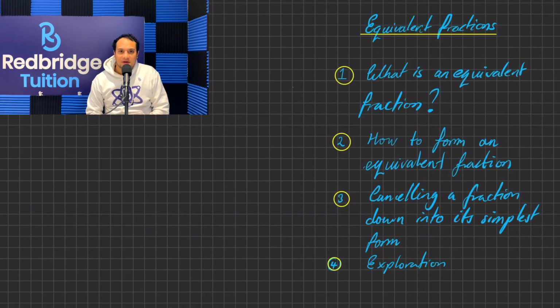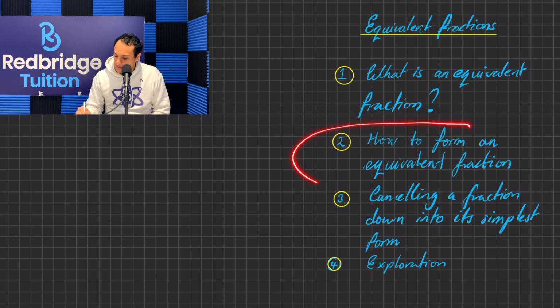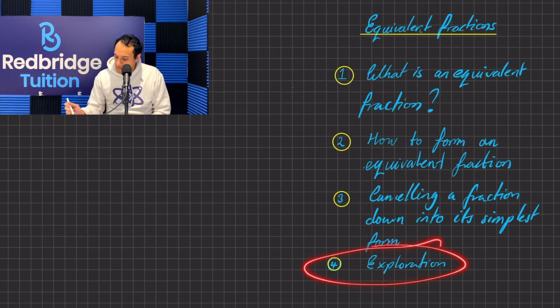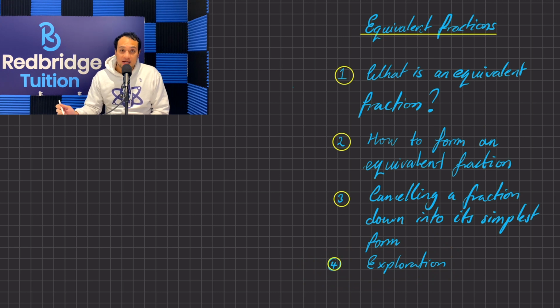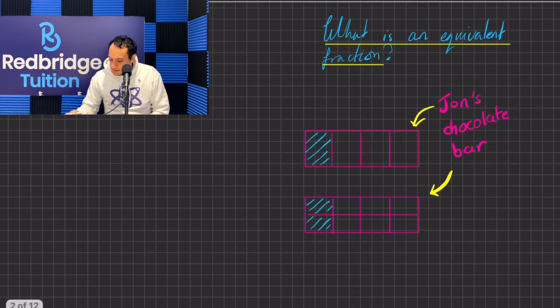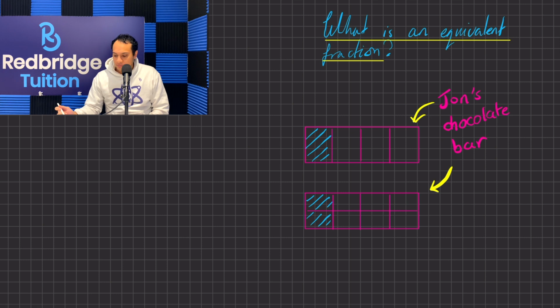Today we're doing one of my favorite topics, equivalent fractions. Our first section is what is an equivalent fraction. Our second is how to form an equivalent fraction. Our third is cancelling a fraction down into its simplest form. And 4, it's exploration. So, what is an equivalent fraction?